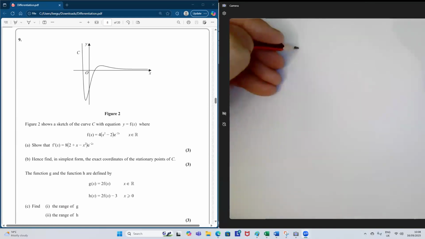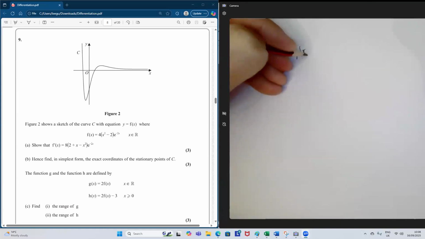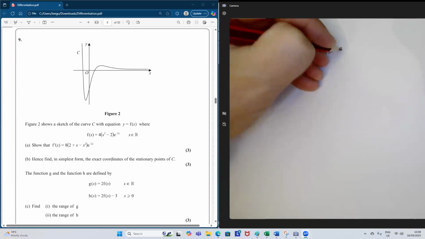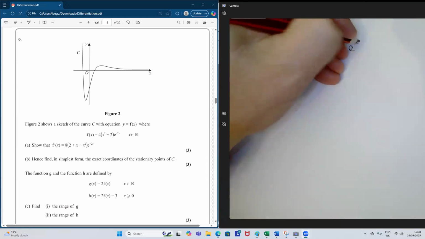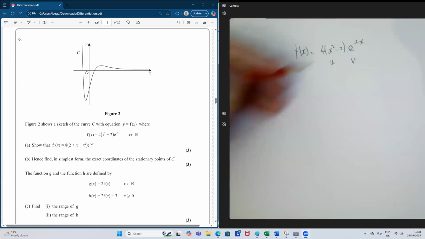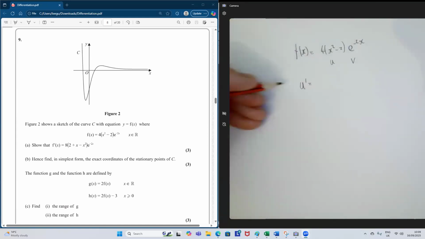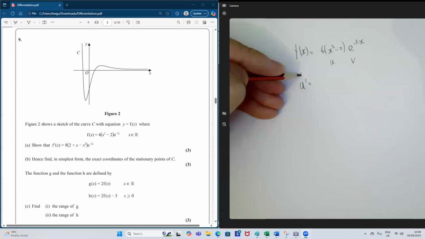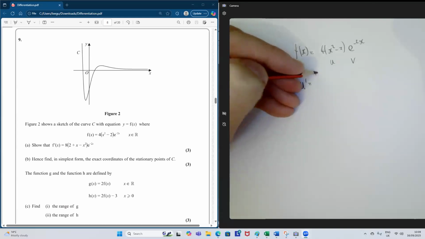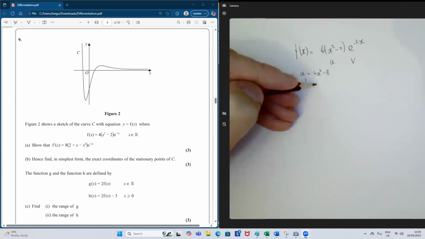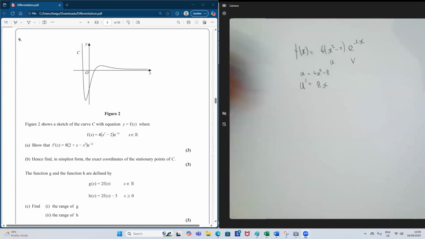So we're going to say that we have our f of x is equal to (4x squared minus 2) e to the minus 2x. We're going to say that that is our u and that is our v. So let's think about our u dashed. We're going to differentiate this expression here. Well, actually, we could expand it before we differentiate it. So we can say that u is equal to 4x squared minus 8. When we differentiate that, it's going to go to 8x.